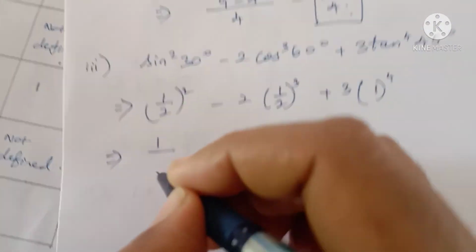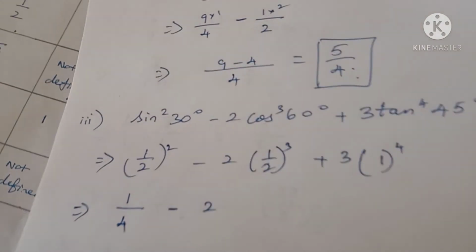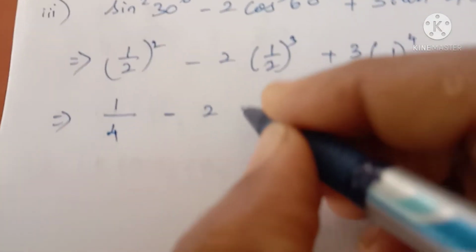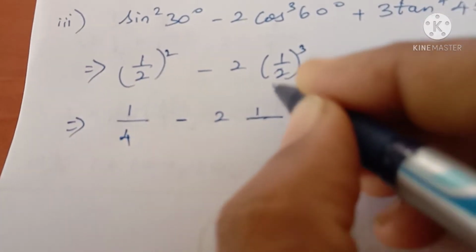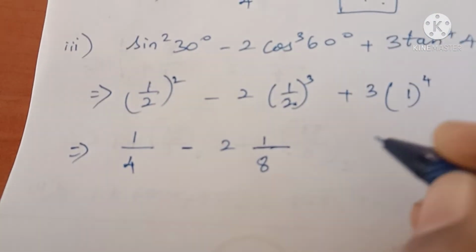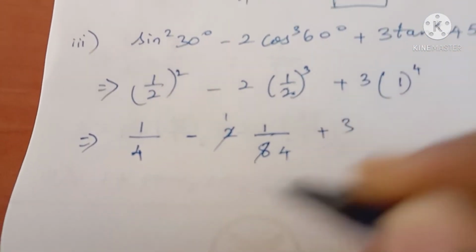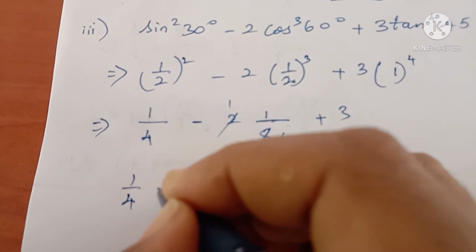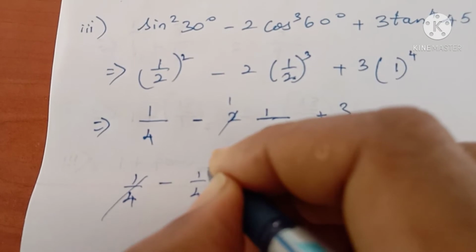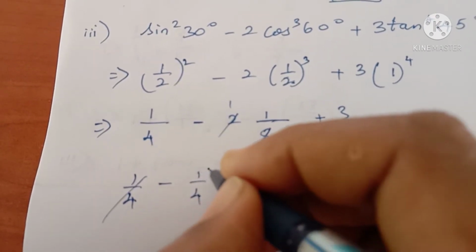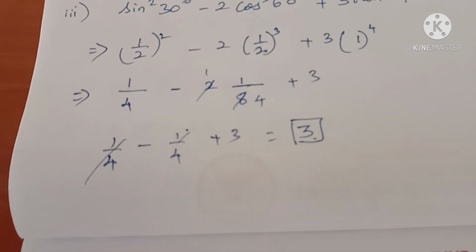1 into 1 is 1, by 2 into 2 is 4, minus 1 into 1 into 1 is 1, by 2 into 2 is 4, 4 2s are 8, plus 3. If you cancel this one, in 2, 1 time, 4 times. So 1 by 4 minus 1 by 4 plus 3. If you cancel, minus 1 by 4 minus 1 by 4 is 0. Your answer is plus 3.